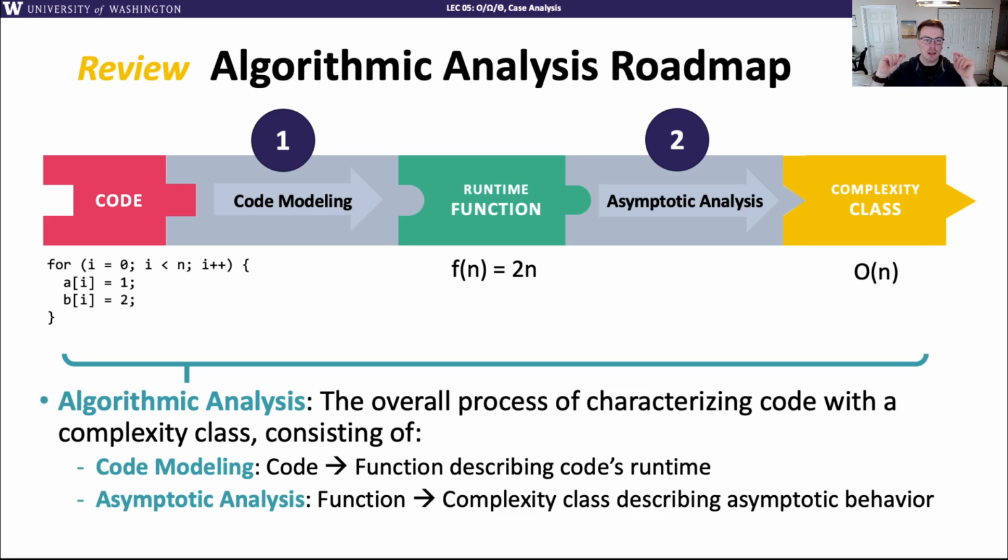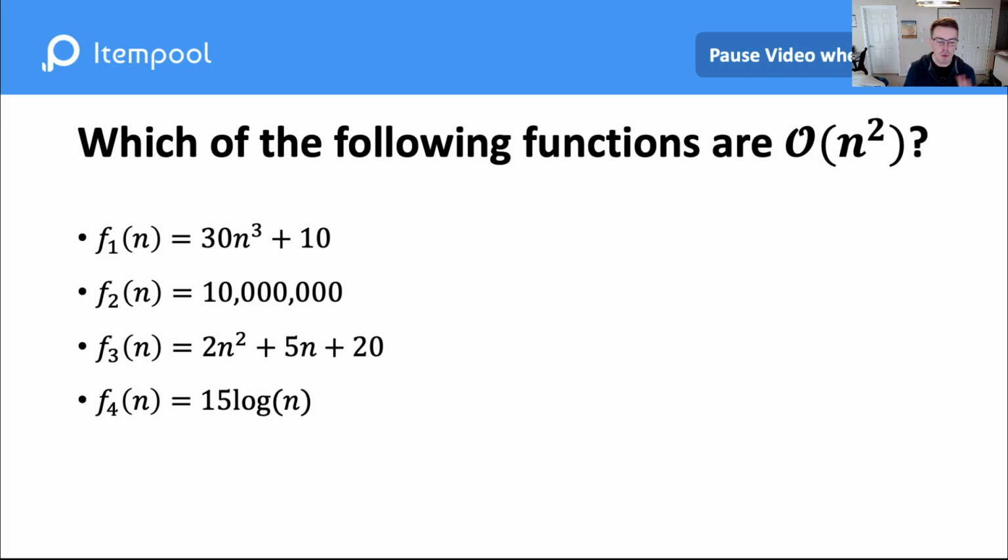And today we're going to show you how to expand both the asymptotic analysis and code modeling portions to give you some options. So this video, again, is only going to focus on asymptotic analysis. Before we go through this, I want you to try and do a little bit of practice. So as a bit of recap, which of the following functions are big O of n squared? Select all that apply, and I'll give you a minute to try this out.